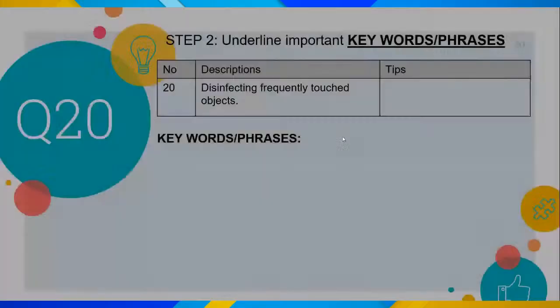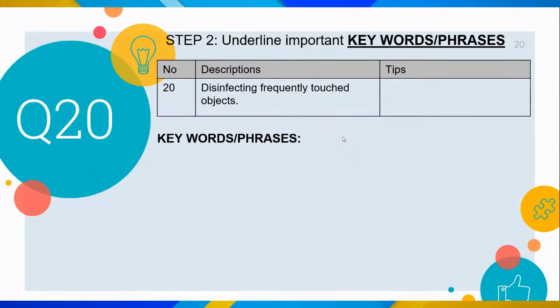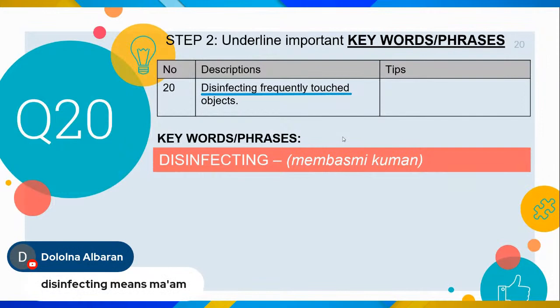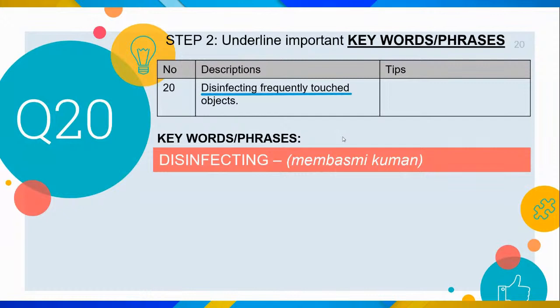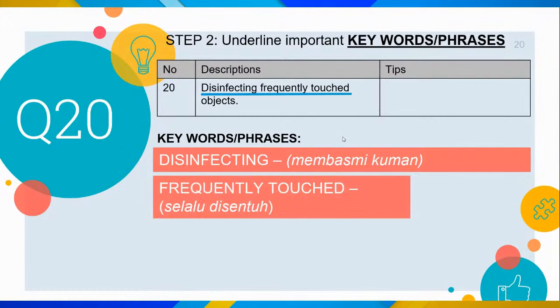Right. Now we are moving on to question 20. Disinfecting, I saw someone asking about this. Disinfecting frequently touched objects. Okay. In this COVID-19 era, disinfecting means membasmi kuman. So what do we do to disinfect? Do we rub our hands on the dirt? Is that how we disinfect? And frequently touched means lalu disentuh. So what do we normally do when we disinfect?